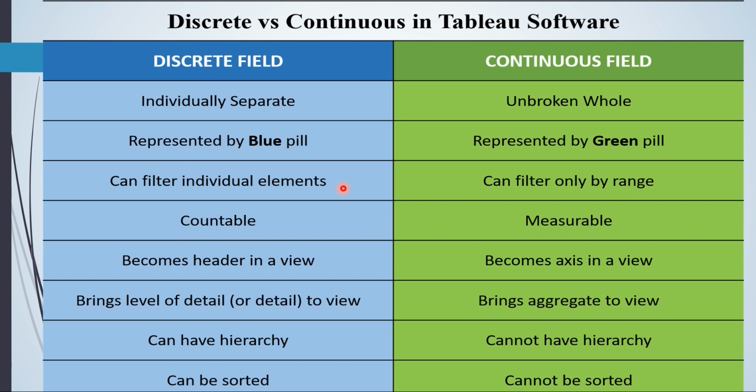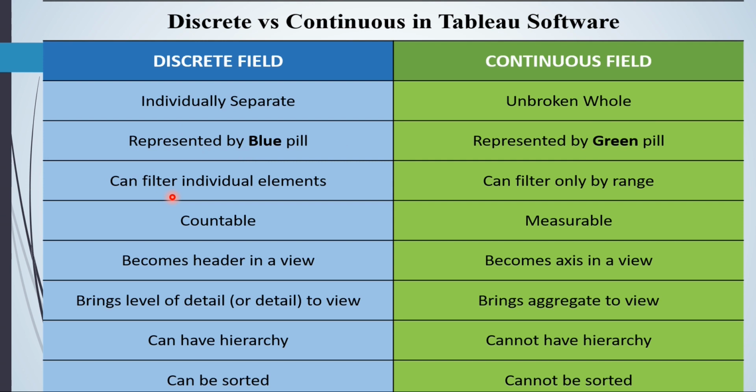See, this is the difference in Tableau. Discrete fields appear in blue color, and continuous fields appear in green color. So this is the major difference basically in Tableau. Discrete fields are individually separate, and continuous fields are an unbroken whole. They are continuous. Discrete fields are represented by blue pills, and continuous fields are green pills.